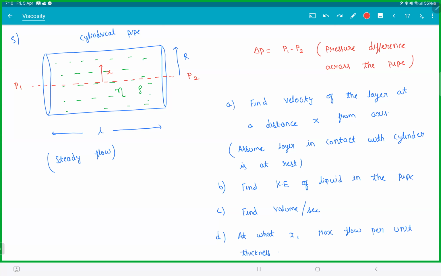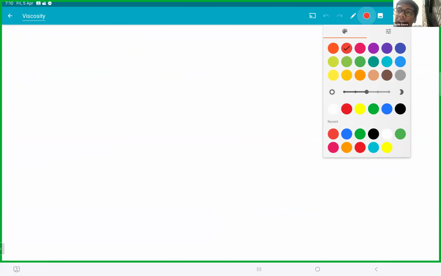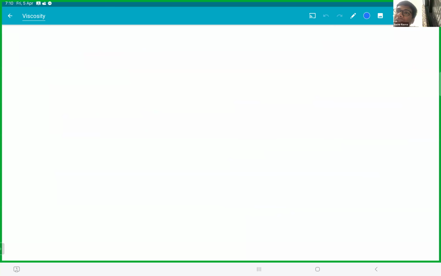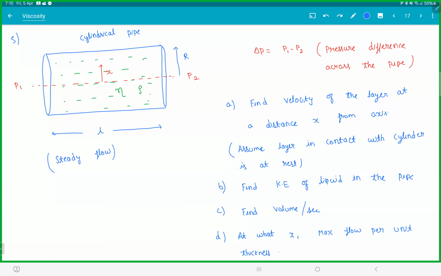How do we start? This and the previous one are not exactly the same. I'll give you a hint. See, I got the answer, but just a little bit. Oh, just give me the D part, no answer. If you got the D part, then you must have got everything. D is at what distance x the maximum flow per unit thickness.